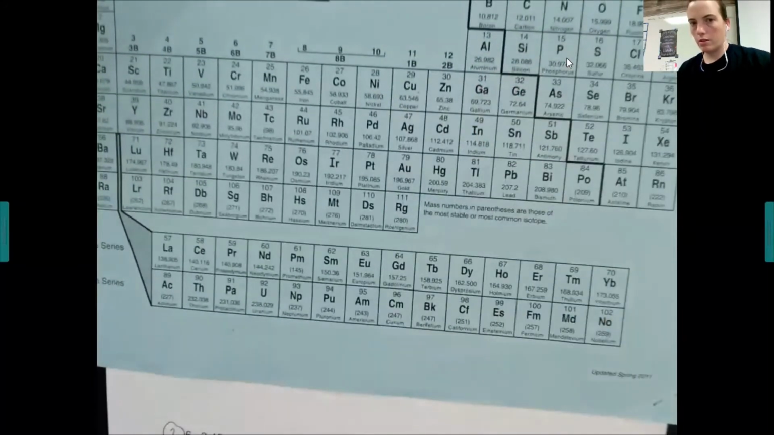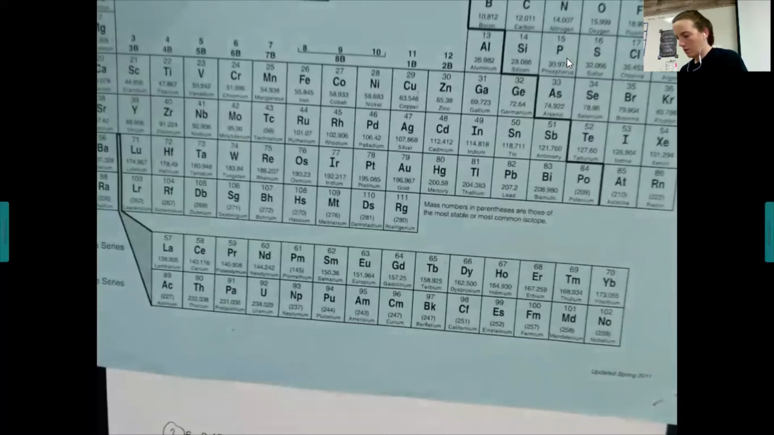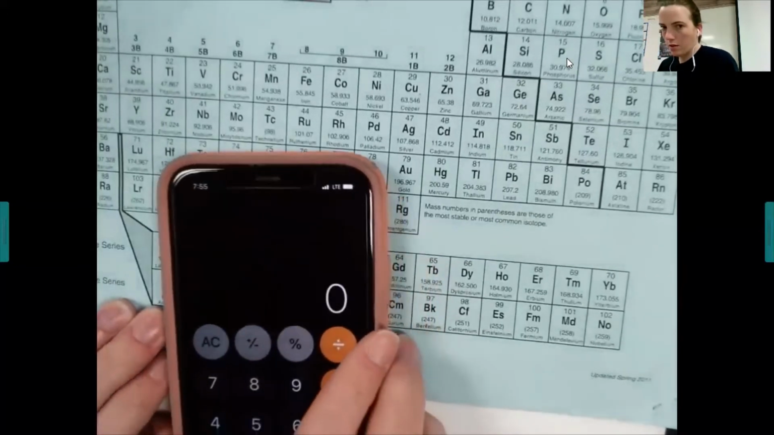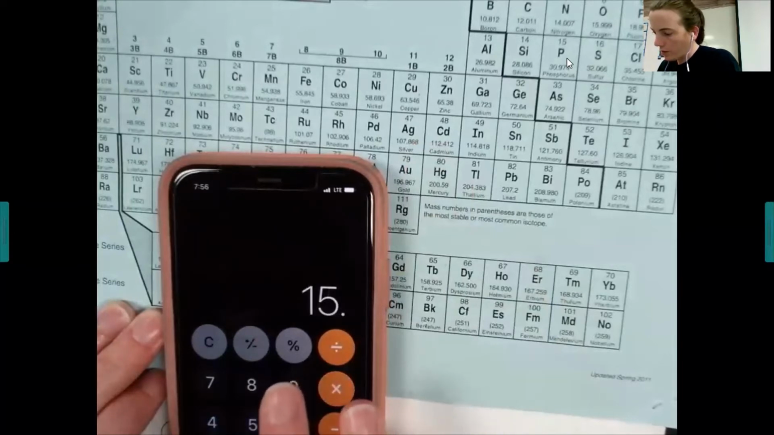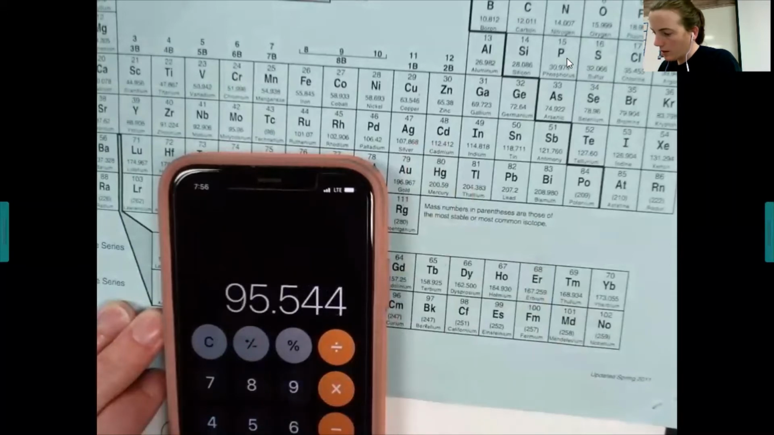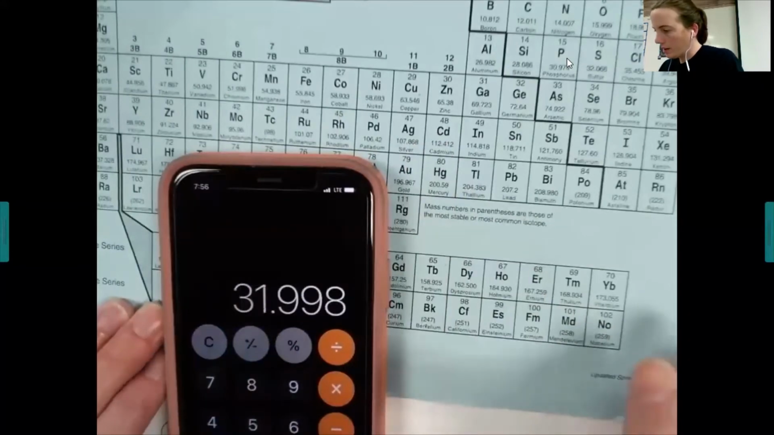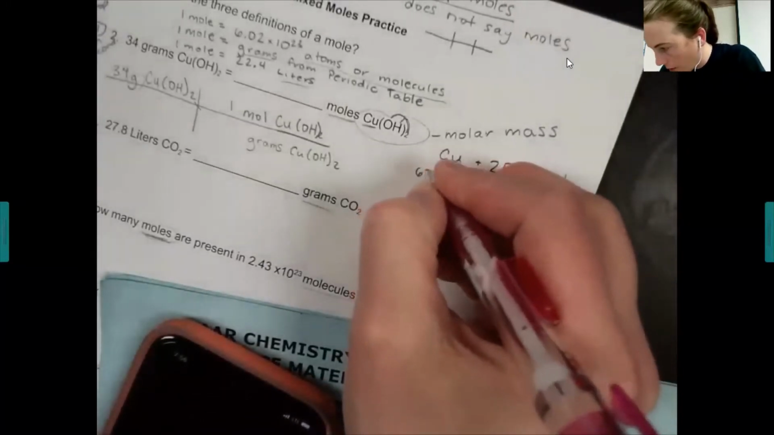All right, so when we do this, copper is 63.546 plus 2 times oxygen at 15.999. Hold on. 2 times oxygen is 31.998. Let me have these separated because that's how I would want you to do it.